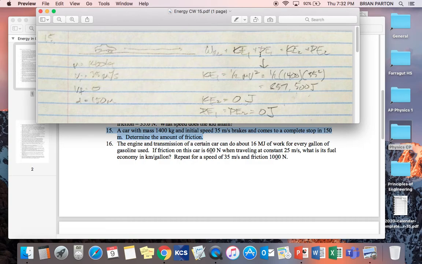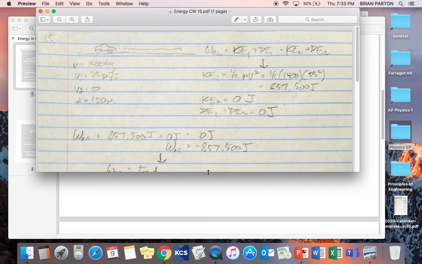I'm going to approach this from several different ways. I'm going to start by looking at this newest formula that we learned: non-conservative work plus K1 plus P1 equals K2 plus P2. So first thing I can do to solve this is solve for my initial kinetic energy, and that's going to be 857,500 joules. My final kinetic energy is 0 because we're at a stop. And as I mentioned earlier, since we're dealing with a car, we don't have any potential energy because we don't have any height.